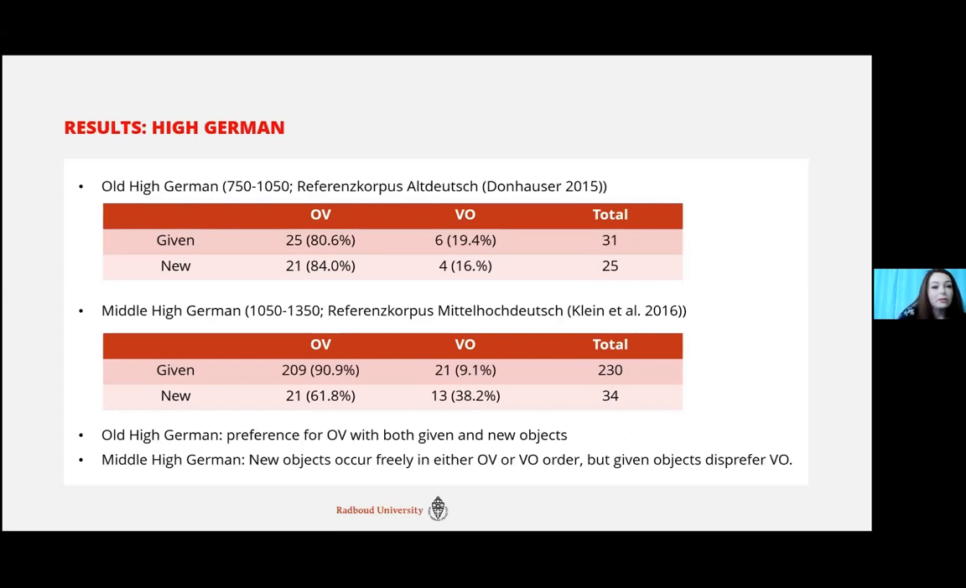And when we look at the results for High German, we find a similar picture to that of Low German, except in Old High German, but the number of examples is quite low because there weren't that many clauses with two verbs in the reference corpus ReN Deutsch. But we see a strong preference for OV word order there as well, but I don't find new objects as frequently in VO word order. But when we get to Middle High German, we see that it is new objects that appear rather freely in VO word order as opposed to those given objects.